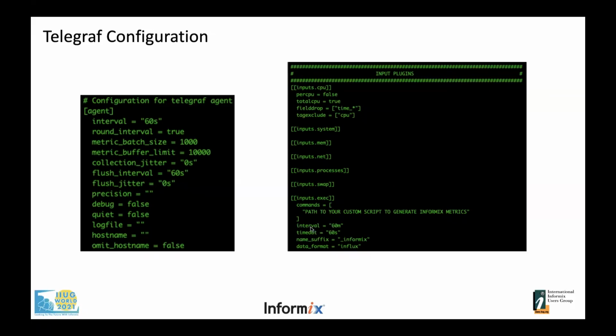So for example, if I have set interval equal to 60 minutes here, then for the remaining metrics like CPU, system, memory, net, process, swap, it will send out data every 60 seconds. But for the Informix metrics, it will send it out every 60 minutes. And the timeout here is 60 seconds. So if your script doesn't execute within 60 seconds, then it will time out and data will not be sent. So all this needs to be tuned based on your capacity and your use case.